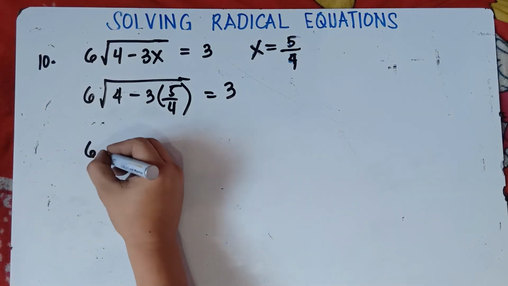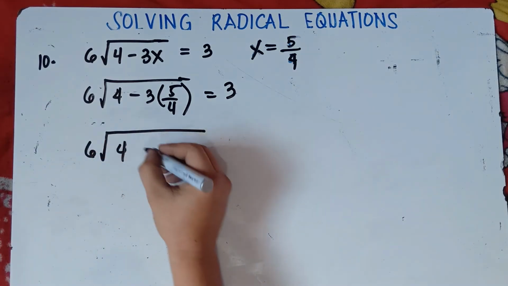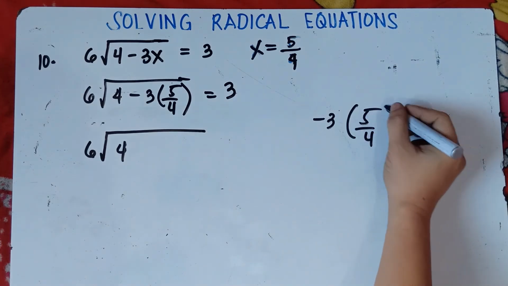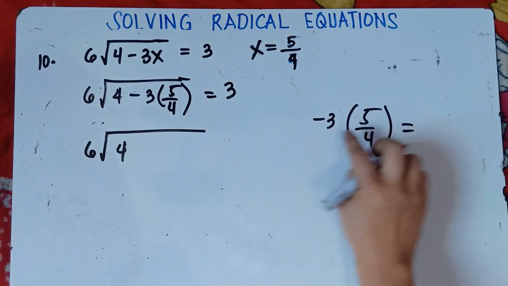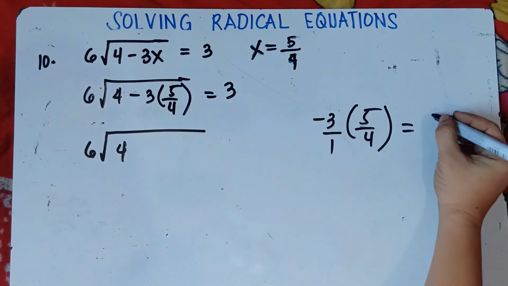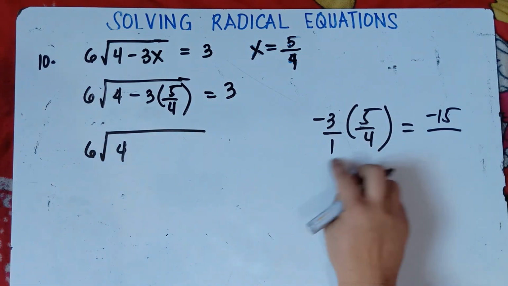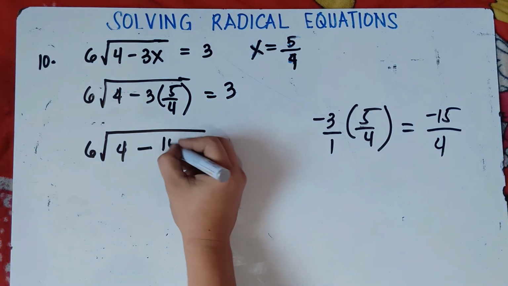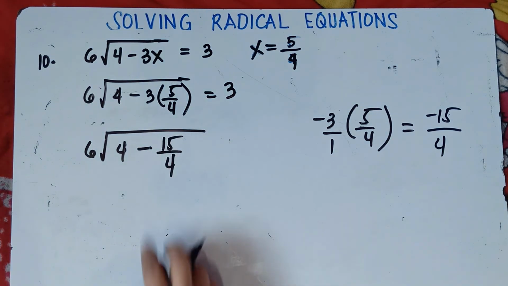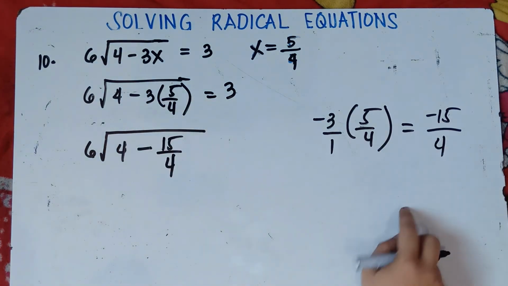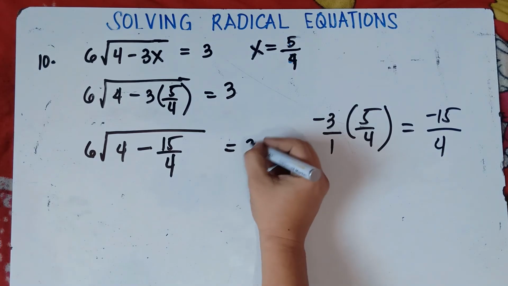So this will be 6 square root of 4, then negative 3 times 5 over 4. Understood that there's 1 here. Negative 3 times 5, that's negative 15. 1 times 4 is 4. This will be 4 minus 15 over 4. So negative 3 times 5 over 4 would be negative 15 over 4, equals 3.